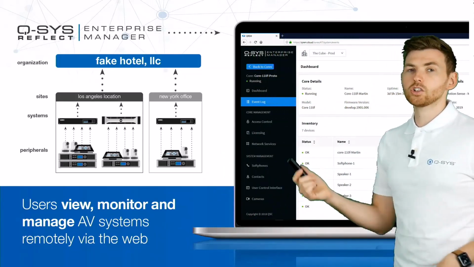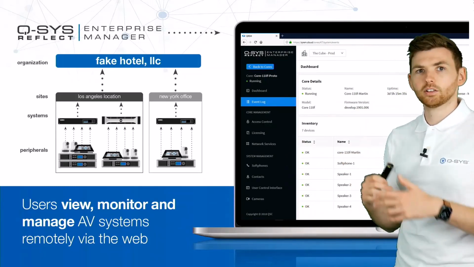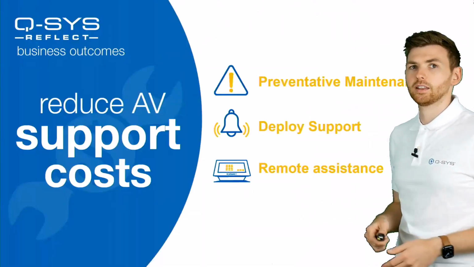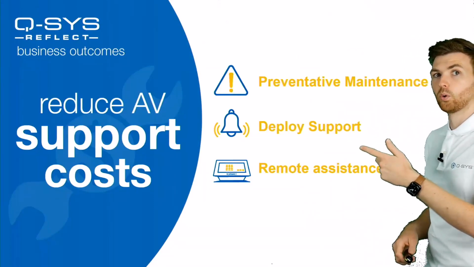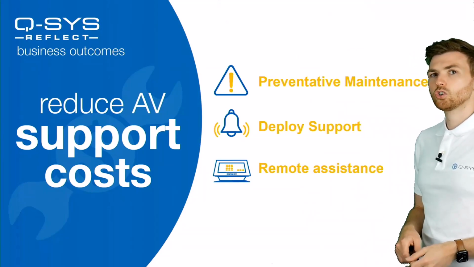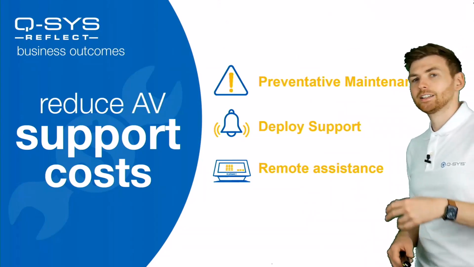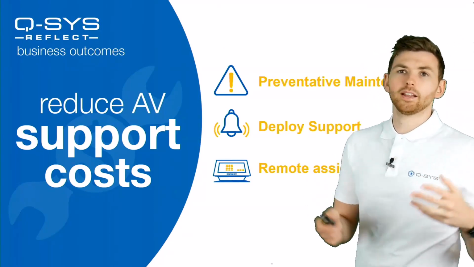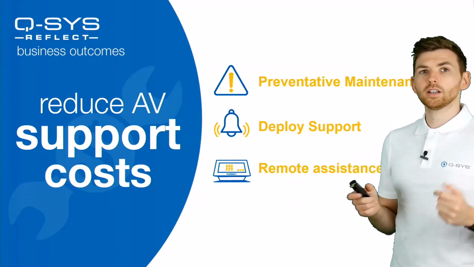We can actually make changes here. We can go in and look at user interfaces. We can change network settings. We can do a whole bunch of different things in there. And of course, we can do preventative maintenance. We can deploy support. We can also do remote assistance, because it turns out a huge number of AV problems can be fixed remotely. But typically this involves TeamViewer and VPNs and all these other things, someone on site with a PC. We don't need any of that with this.